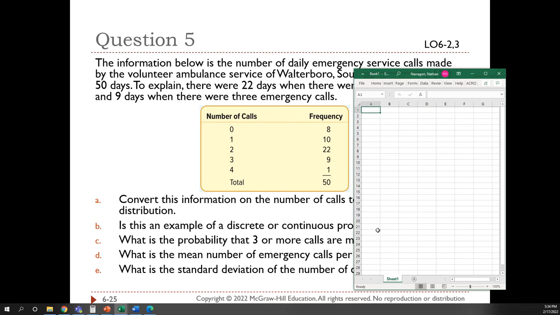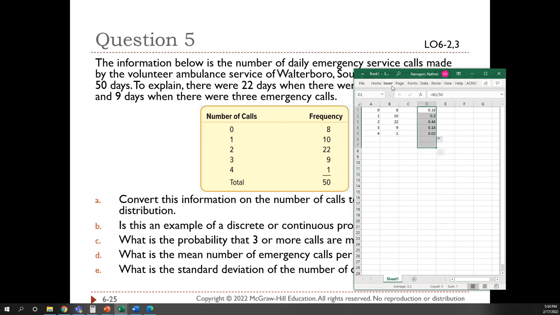First off, number of calls. We had 0, 1, 2, 3, 4. Then we had the frequency of 8, 10, 22, 9, 1. So the probability of 0 calls will be 8. Actually, to make it easy, this divided by the total, 50. So 0.16. We can just drag down.